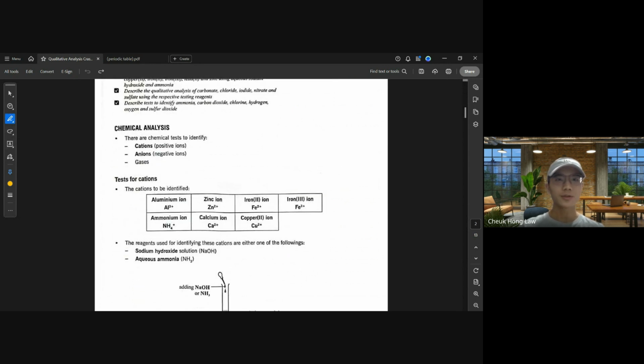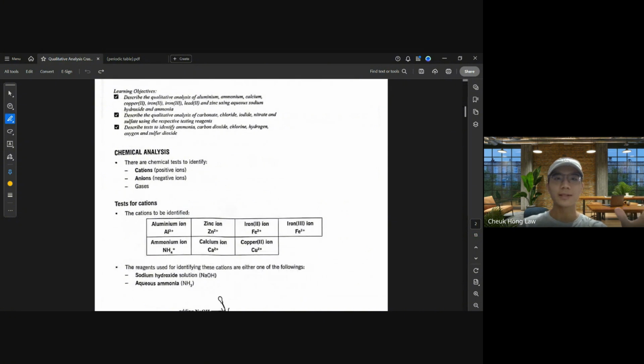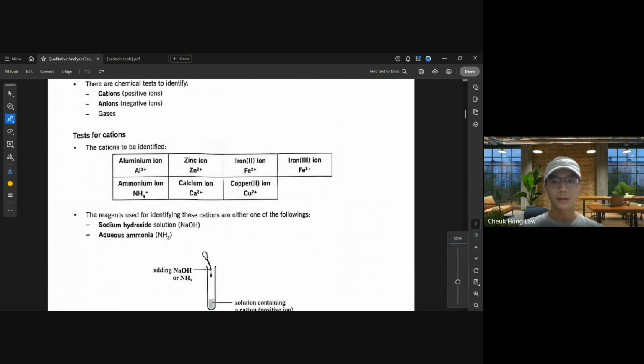Okay, so in qualitative analysis, there are three things that we have to test: cations, anions, and gases. We'll start with cations. There are in total 7 cations that you have to test: aluminium, zinc, iron 2, iron 3, ammonium, calcium, and copper. Later I'll give you a few memory shortcuts to remember all the observations for these ions.